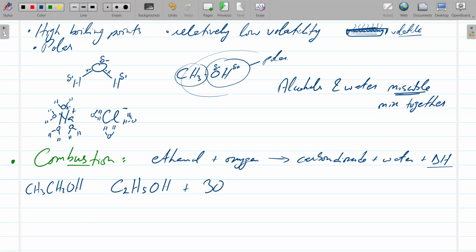And then to balance this, you've got three oxygens. This guy is a liquid, this guy is a gas. And then you're going to get two carbon dioxides, which are obviously a gas, and three molecules of water. And this is also a gas in this case. And you are getting energy out of it.